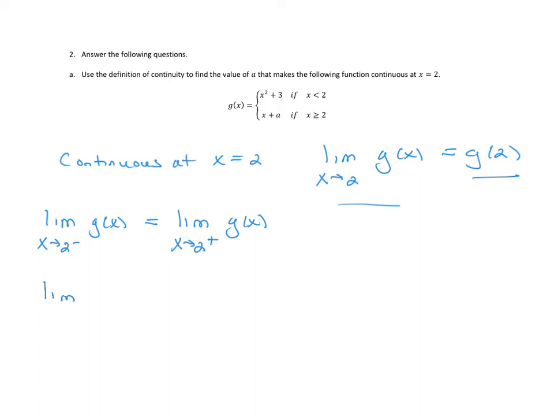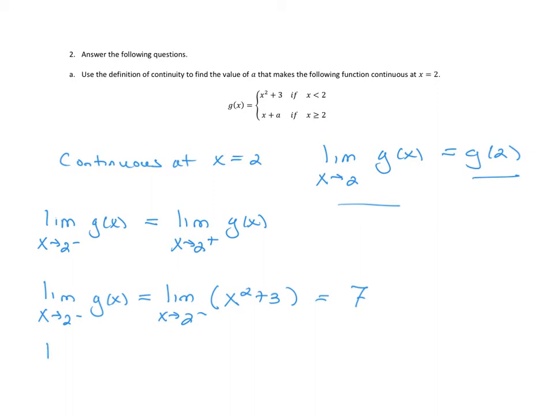The limit as x approaches 2 from the left of the function g of x is the limit as x approaches 2 from the left of, well, if we're coming from the left, we're using this part of the definition because from the left means less than 2. So we're taking the limit of x squared plus 3. And we can simply substitute 2 in place of the x to get 2 squared is 4 plus 3 is 7.